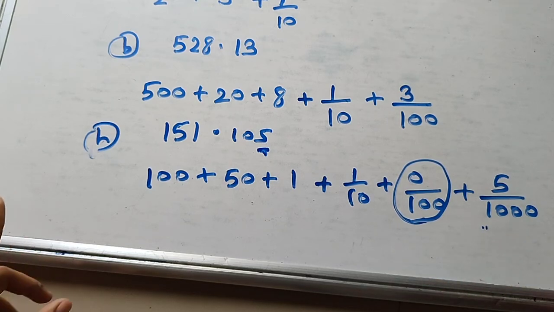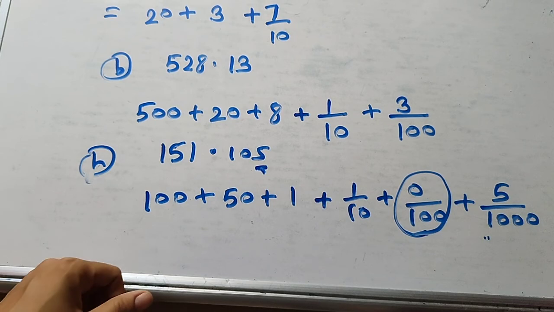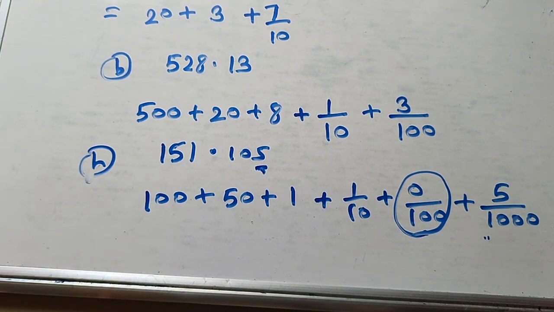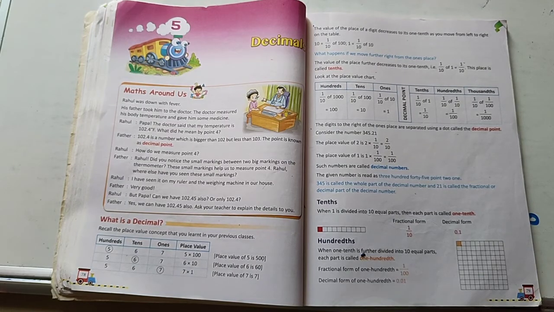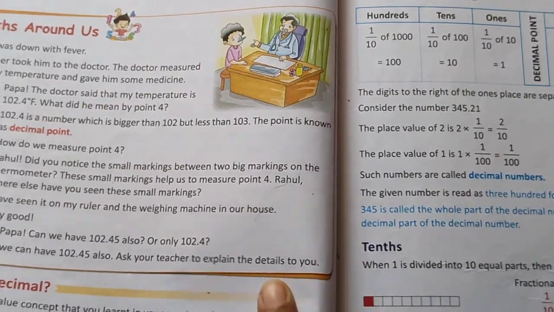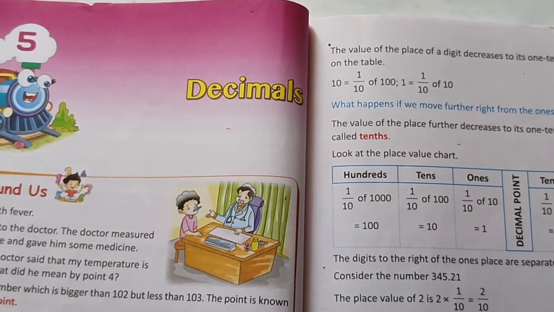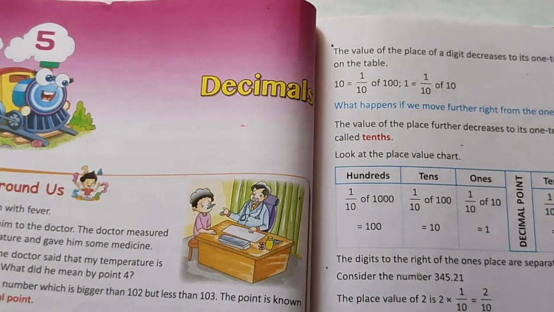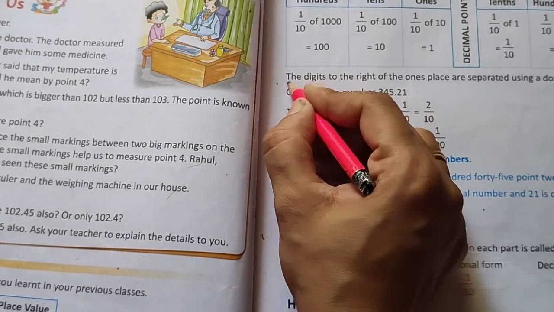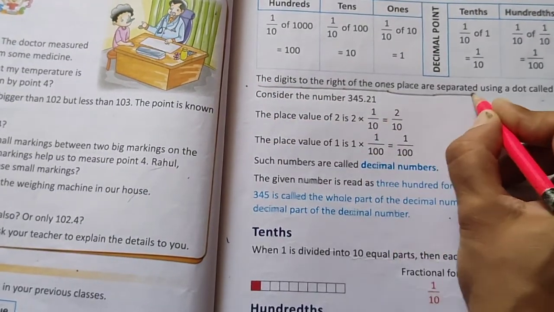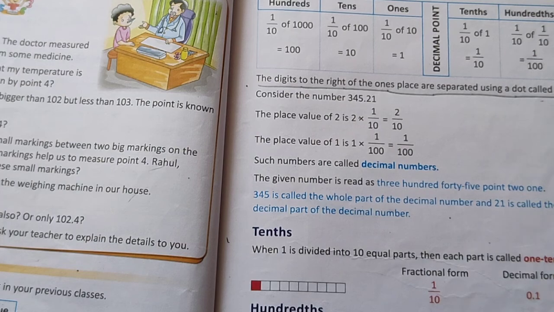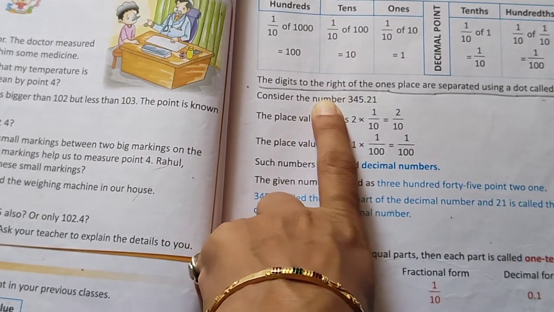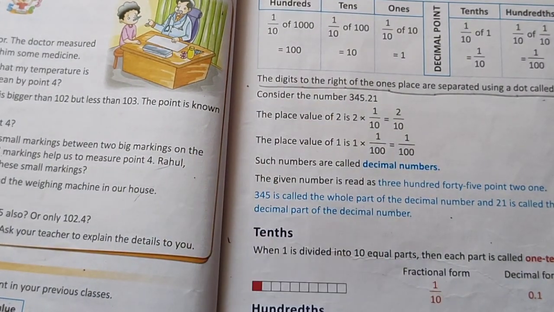Okay, so today you have to complete this question 1 and 2 in your notebook. Okay, this is your today's homework, and before that you have to write in your notebook, write the chapter name, decimal. Okay, this is decimal. Again, the digits to the right of ones place are separated using dot called decimal point. You have to write this sentence in your notebook.